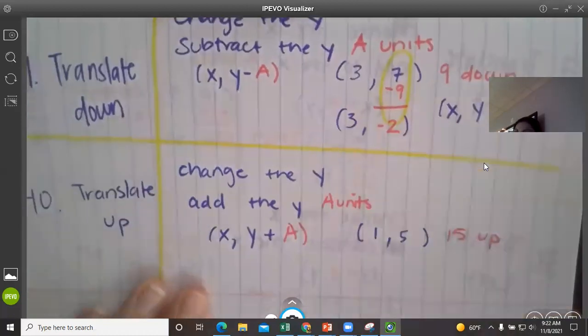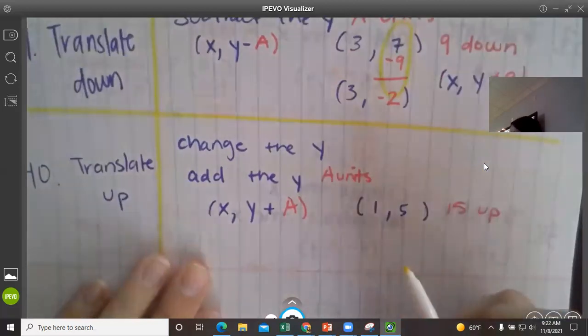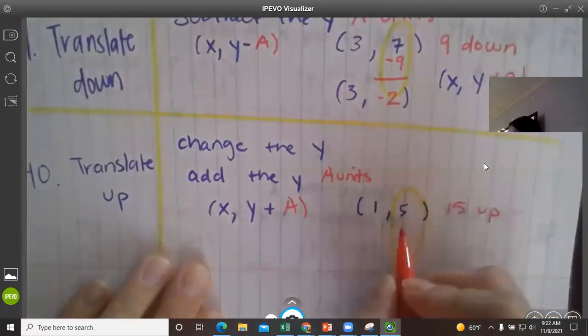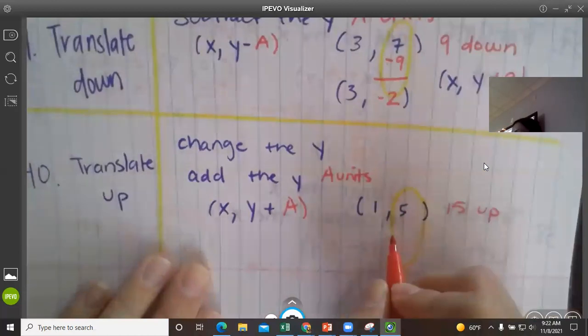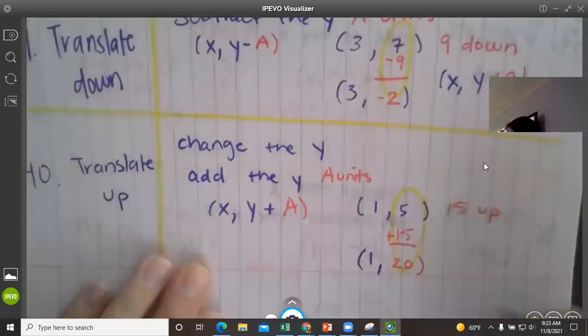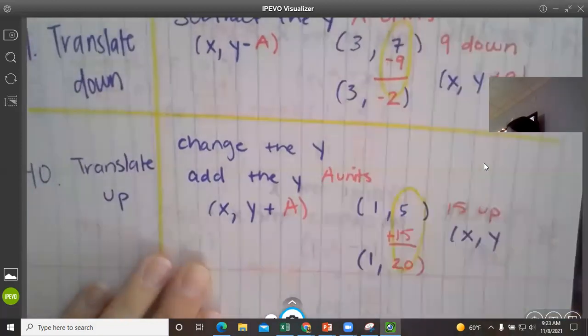All right, so which one's the Y, Shirley, 1 or 5? The Y, the second number. 5. And it's going up, so I'm gonna do plus or minus, Luis. Plus or minus? Thank you. And I get what, Roxar? 20. Okay, so this is why I would write the rule X, Y plus 15. That's what I just did.